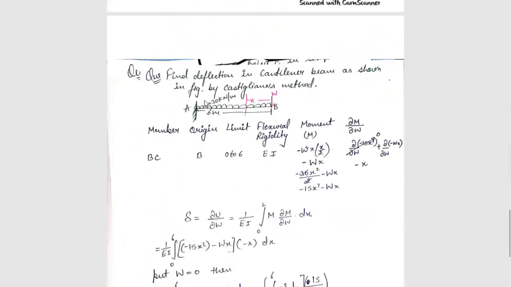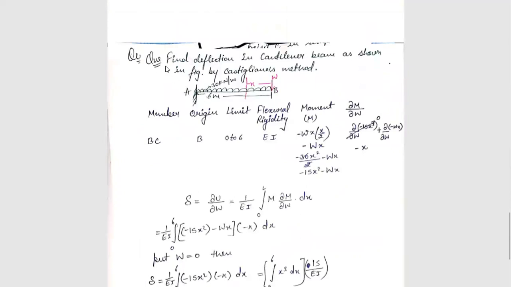In member CB, the limit is 0 to L. The moment will be RC into X. RC is M upon L plus W by 3, times X. Then the differentiation of this Mx will be X by 3. Put this in the formula and equate it, and we will get the answer, which is the deflection at point A, equal to 1 upon 2 (x) ML square upon EI.